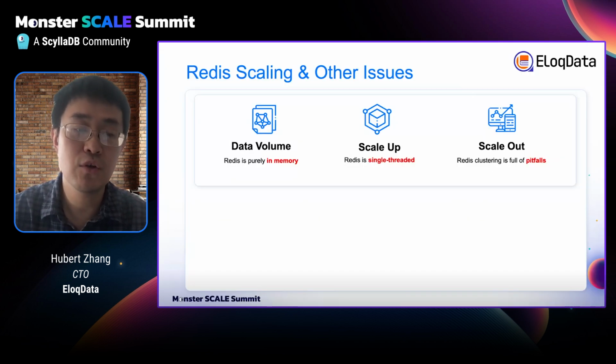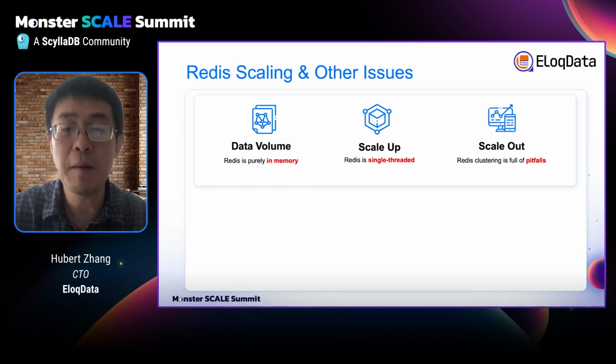Redis has many scaling issues. The first is data volume. Since Redis is purely in memory, it can lead to high costs for large datasets. The second one is the scale-up issue. Redis is single-threaded, and scaling up CPU resources cannot enhance the performance of Redis. The third one is scale-out. Redis was designed as a single node at first, so when you scale out, you have many trade-offs and it's full of pitfalls. For example, it doesn't support cross-node operations, and for a big cluster, the gossip communication becomes expensive.